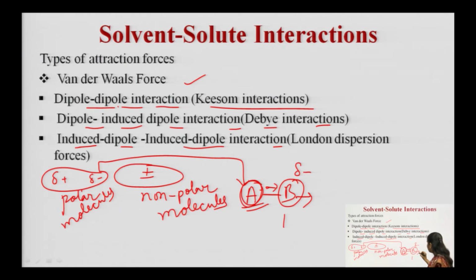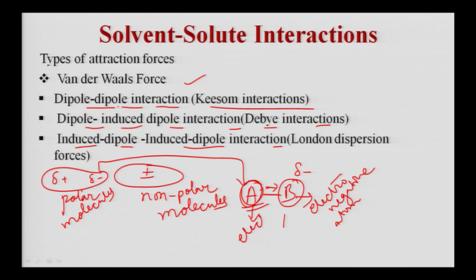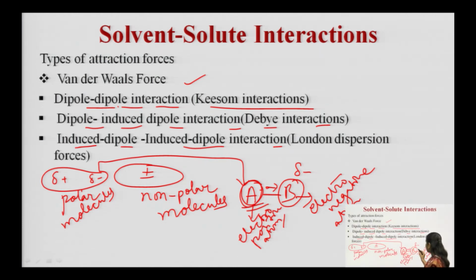If B is your electronegative atom and A is an electropositive atom, what happens is B will attract the electron cloud toward itself and it will get a slightly negative charge, and A will get a slightly positive charge. So here it leads to the formation of poles, and we will get polar molecules.